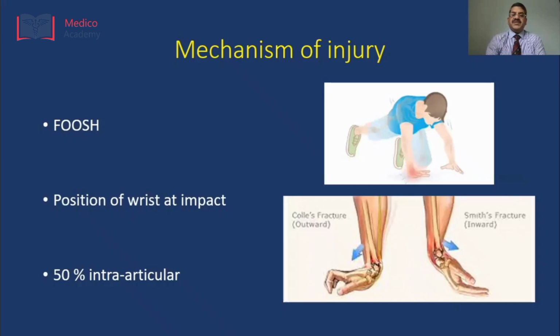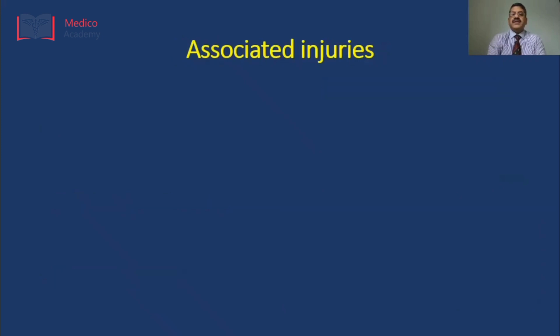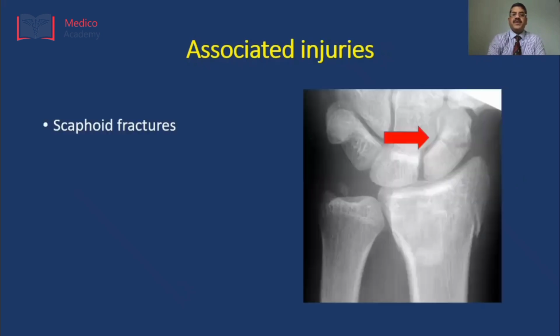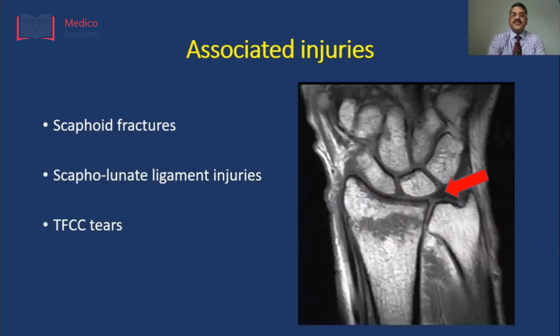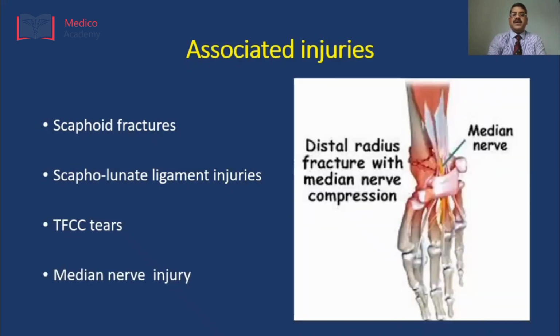Up to 50% of these fractures are intra-articular fractures. There may be many associated injuries which should be carefully looked for. They can be in the form of scaphoid fractures, scapholunate ligament injuries, or TFCC tears, which may require an MRI for diagnosis. There may be associated median nerve injury if there is significant angulation of the fracture and the median nerve is tented over the proximal fragment.